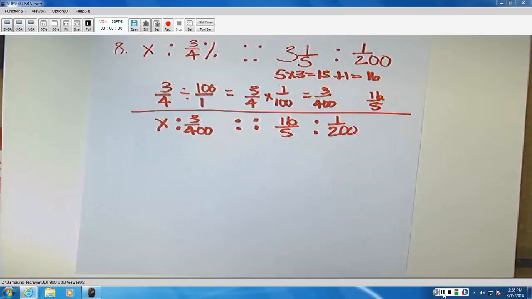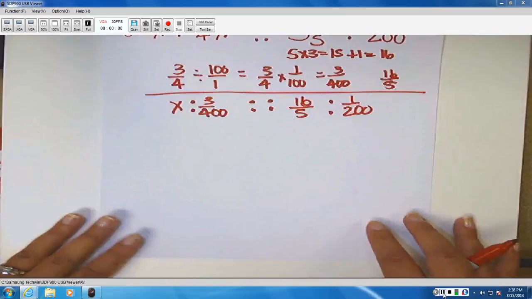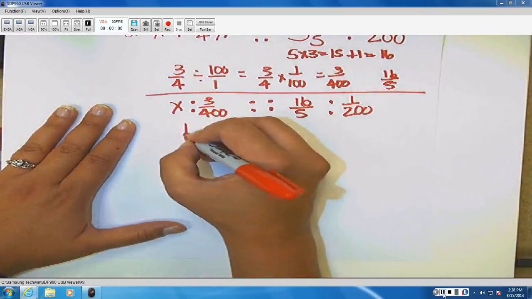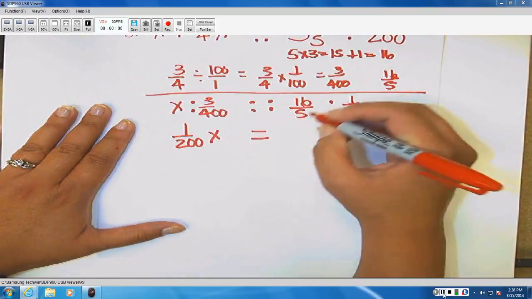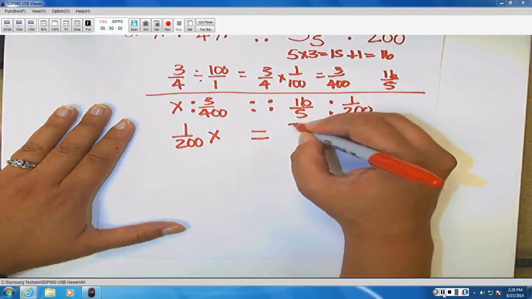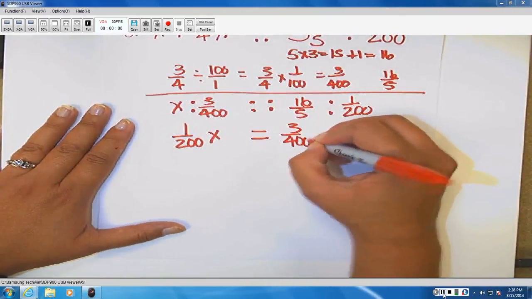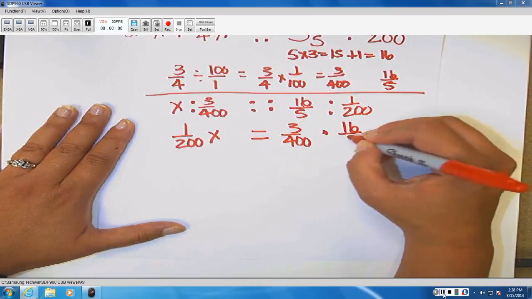Okay, so now we'll set up our equation to multiply. So this ends up being 1 over 200x equals 3/400 times 16/5.